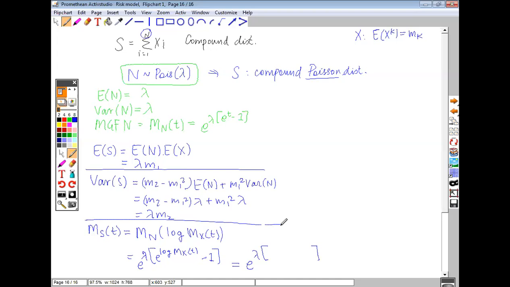Mx of t minus 1. Exactly right. E and log will cancel each other out.